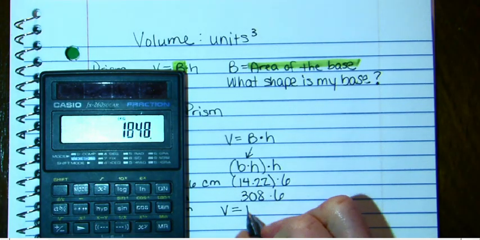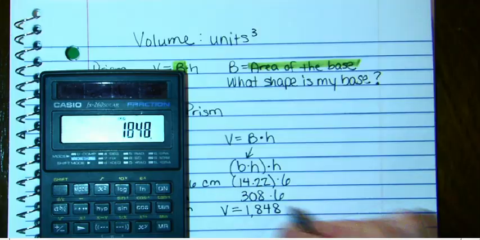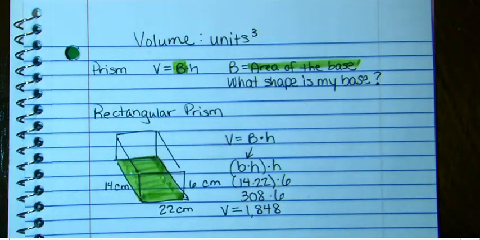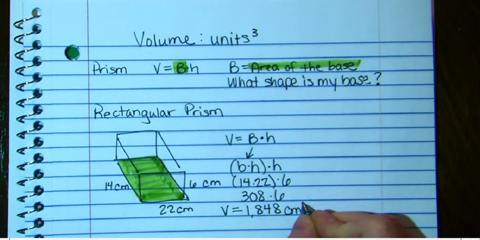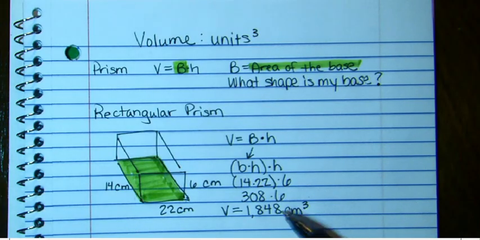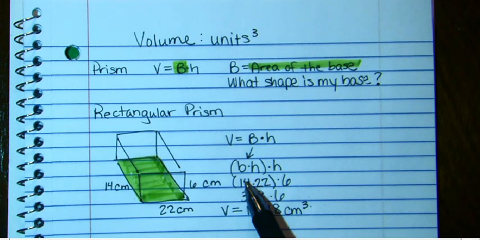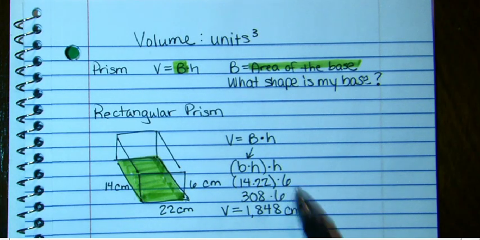So our volume is going to be 1,848. Look back to your diagram. Your units are centimeters. So that's going to be centimeters to the power of 3. Now remember, it's only the centimeters that are being cubed here because you've already multiplied the 14 times the 22 times the 6 to get this 1,848. But you have to indicate that your units are being cubed because this is a volume problem. All right, so that should give you some example for a rectangular prism.